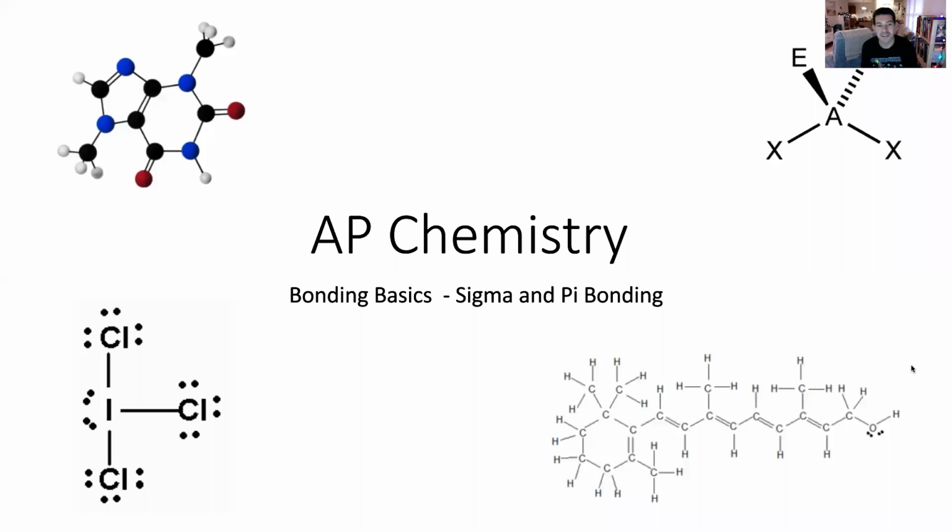Hi, AP Chemistry. We are continuing with the basics of bonding, and in this video, we want to look at sigma and pi bonding. Some new terms, but it's a very simple concept.